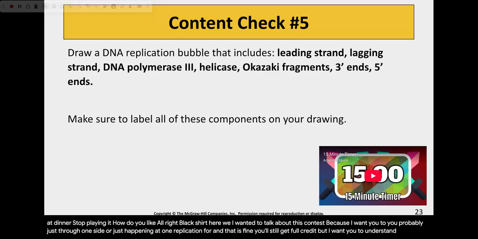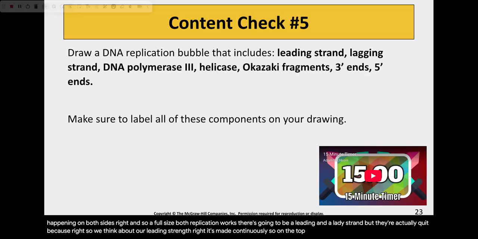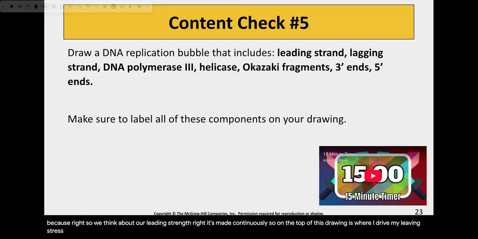But I want you to understand it's happening on both sides. Right? On both replication forks, there's going to be a leading and a lagging strand, but they're actually flipped because of directionality. If we think about our leading strand, it's made continuously. On the top of this drawing is where I draw my leading strand. It's built from the 5' to the 3', and it's going to continue building as DNA helicase unzips more DNA and makes more DNA available.